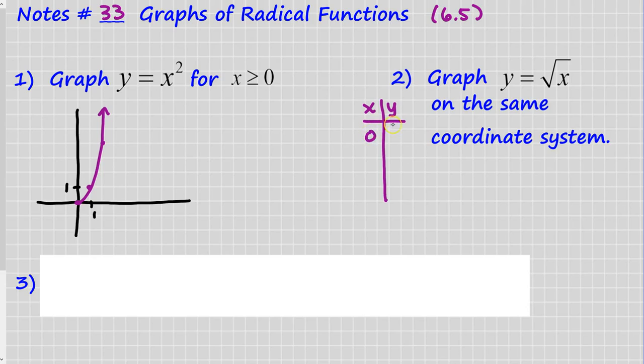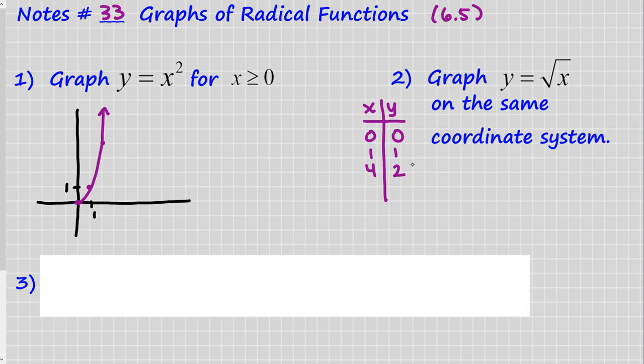If x is 0, the square root of 0 is 0, so we get 0 for y. Now I'm not going to just use any old x values, I'm going to strategically pick them. If x is 1, the square root of 1 is 1. And if x is 4, the square root of 4 is 2. And I'm not going to choose any negative x values because the square root of a negative is non-real, and when we're graphing on the xy coordinate system, we're only talking about real values of x and y.